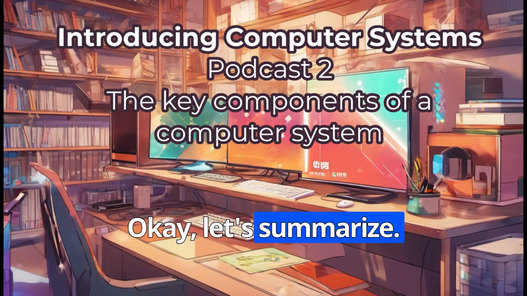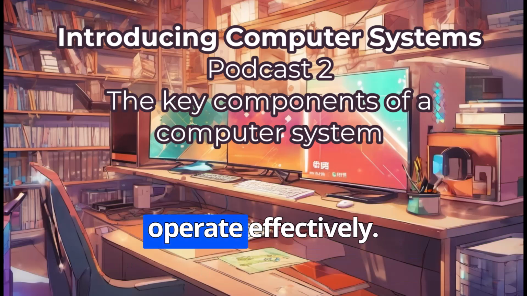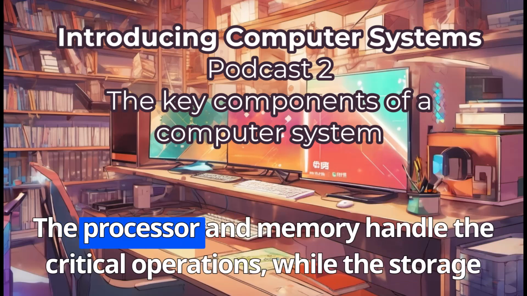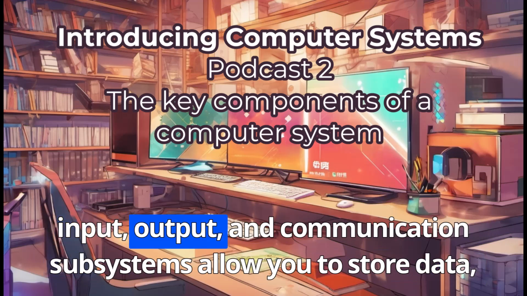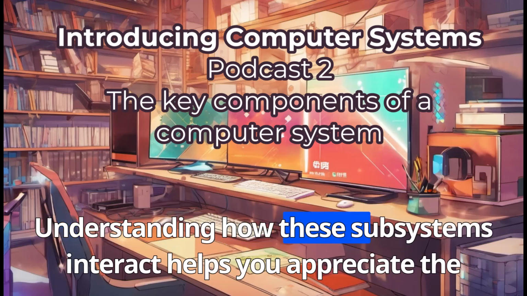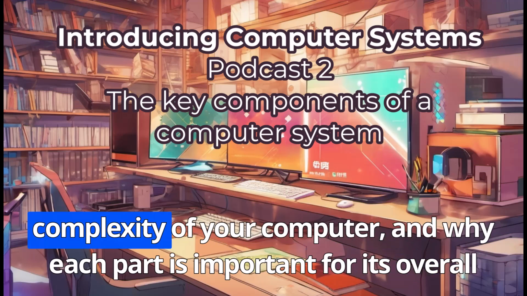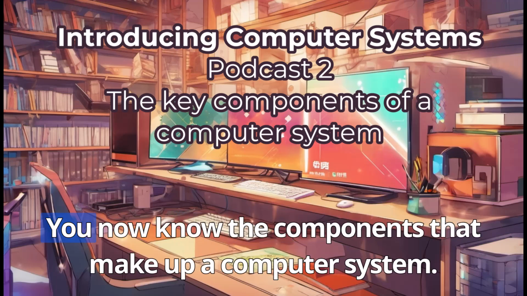Okay, let's summarize. The core and peripheral subsystems work together to make your computer operate effectively. The processor and memory handle the critical operations, while the storage, input, output, and communication subsystems allow you to store data, interact with the computer, and connect to other devices and networks. Understanding how these subsystems interact helps you appreciate the complexity of your computer and why each part is important for its overall performance. And that's it. You now know the components that make up a computer system.